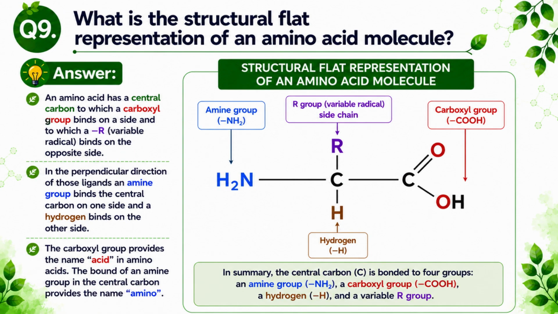Question number 9. What is the structural flat representation of an amino acid molecule? Answer. An amino acid has a central carbon to which a carboxyl group binds on a side and to which an R, variable radical, binds on the opposite side. In the perpendicular direction, an amine group binds the central carbon on one side and a hydrogen binds on the other side. The carboxyl group provides the name acid, and the amine group provides the name amino.